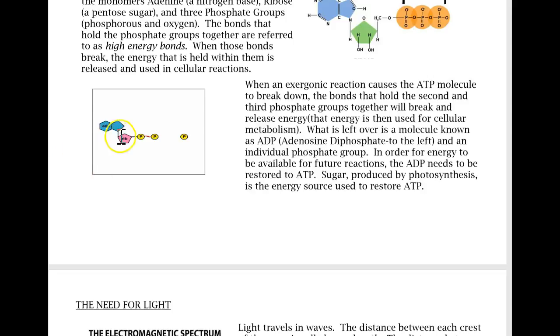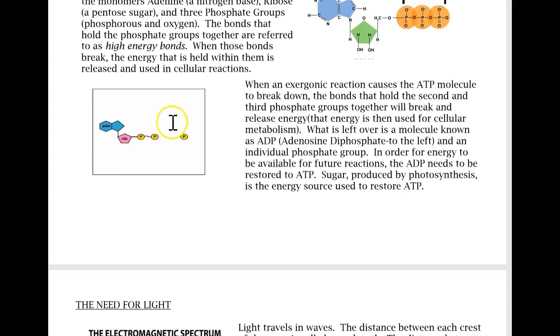So let's take a look at this. Here is the same ATP molecule. Here's our adenosine, here's our ribose, and here's our 3 phosphates. But notice this phosphate group is no longer attached to this phosphate group. So that means that the bonds between these two broke away. We now wind up having an independent phosphate group and a molecule that has adenosine, ribose, and 2 phosphates. So this is going to be called adenosine diphosphate, because diphosphate means 2.